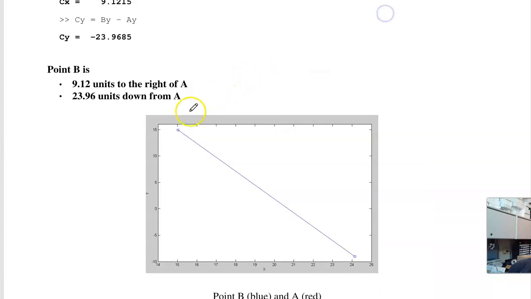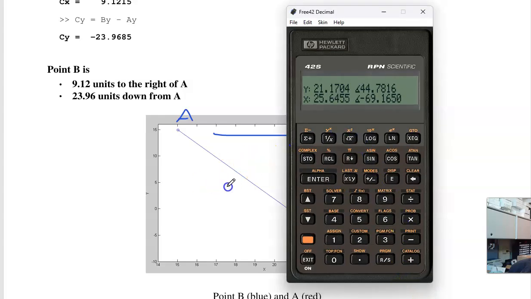So graphically, here is the point A, here's the point B. It is 9 meters to the right, 23 meters down. That's the Cartesian coordinates, where polar coordinates is 25 meters at minus 69 degrees.